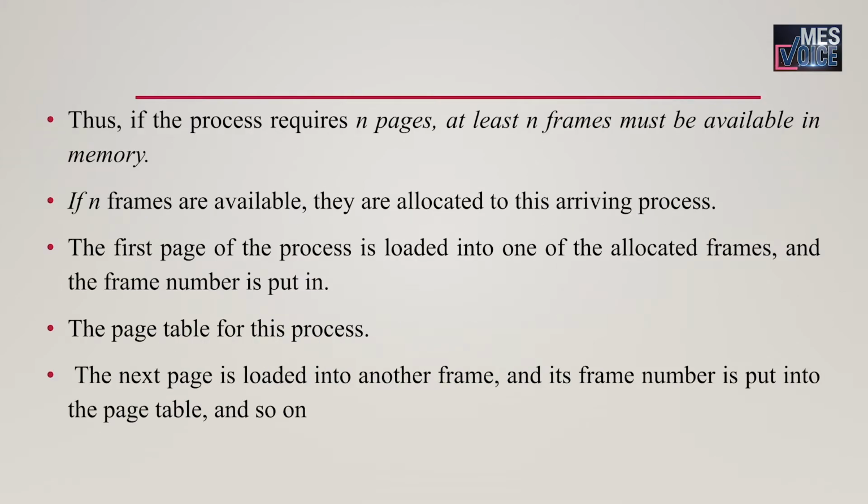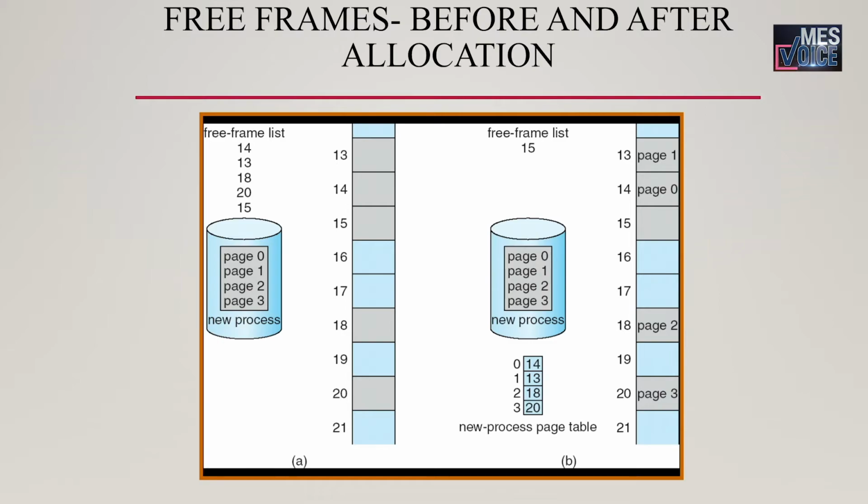Thus, if the process requires n pages, at least n frames must be available in memory. If n frames are available, they are allocated to the arriving process. The first page of the process is loaded into one of the allocated frames, and the frame number is put in the page table for that particular process. The next page is loaded into another frame and its frame number is kept in the page table, and so on. This figure shows the free frames before as well as after the allocation of a process.